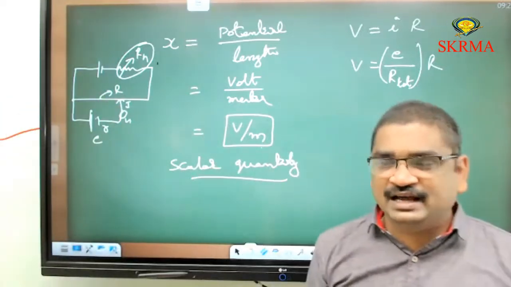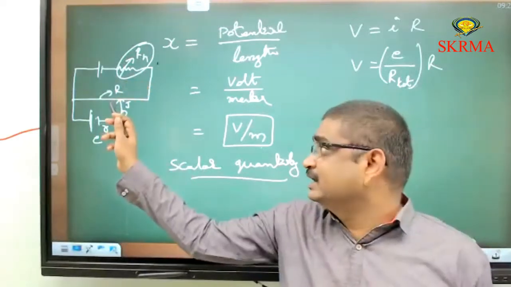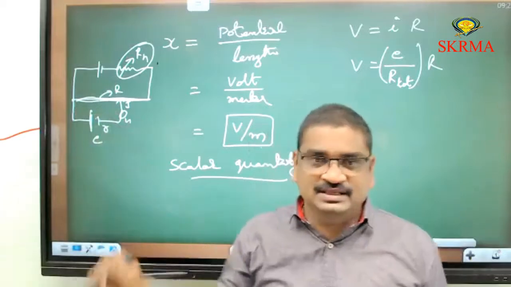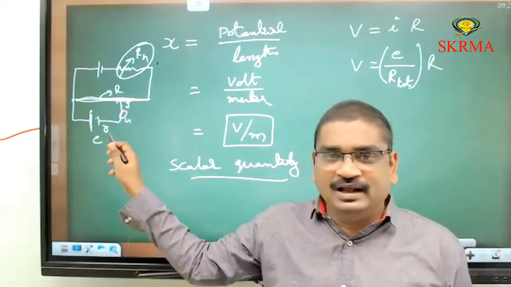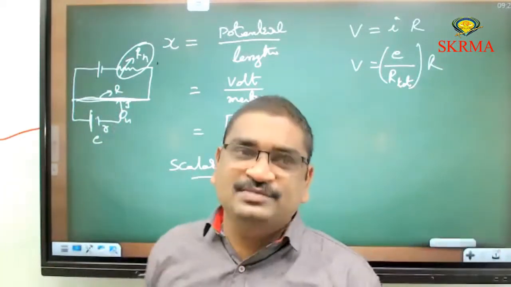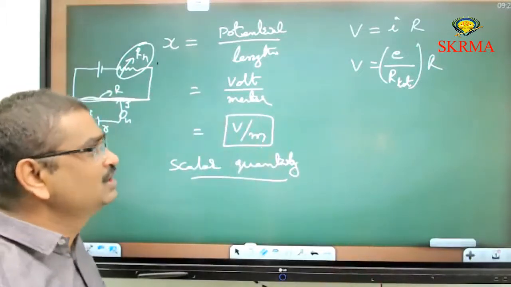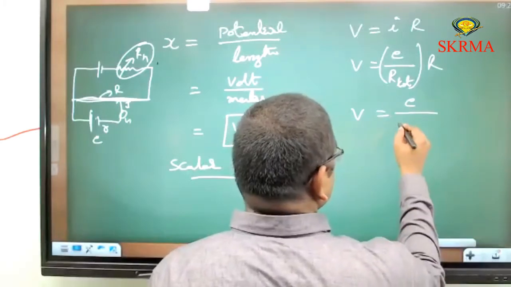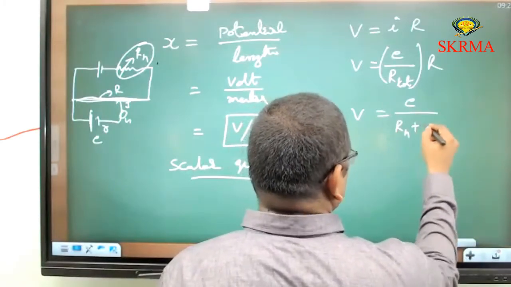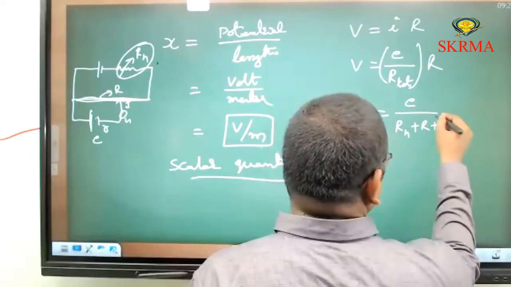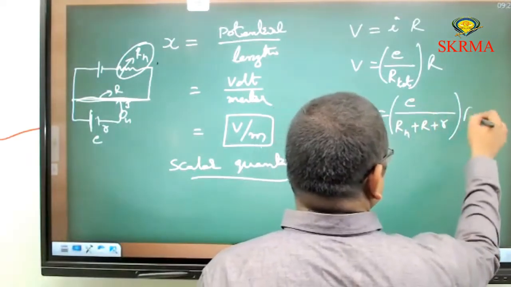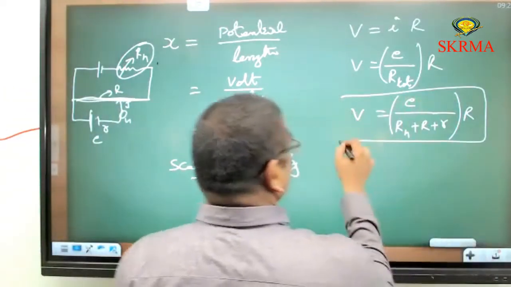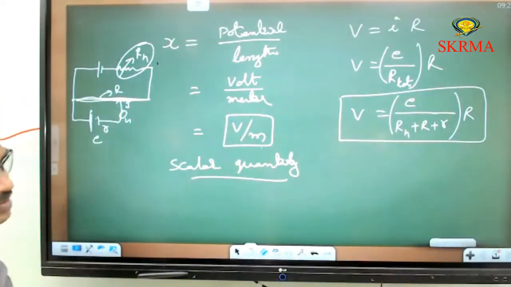So how many resistances are there? One is the rheostat resistance, and this meter or potentiometer wire also has resistance, let it be R, and the internal resistance of the cell is denoted by small r. Three different resistances are there. So what is the total resistance now? V equal to EMF by total resistance, which is rheostat resistance plus resistance of the wire plus internal resistance. This is nothing but the total resistance. Now this is the potential difference in that potentiometer.